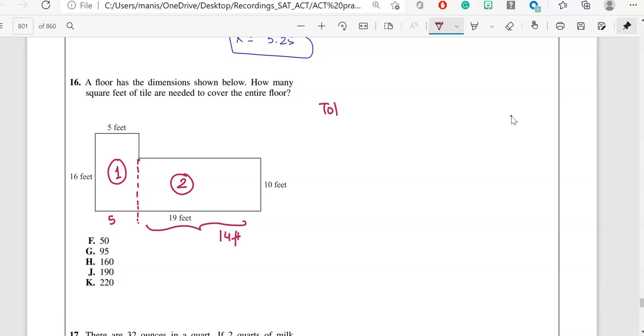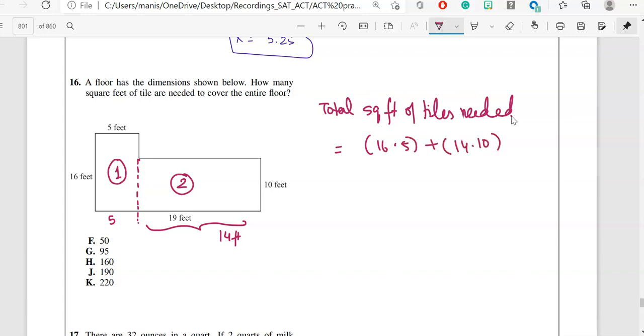So total square feet of tiles needed is equal to the area of both the shapes. So the first area is 16 times 5, plus the second area is 14 times 10. So this will be 80 and this will be 140, which will give me my answer as 220. So option K is the correct answer choice for this problem.